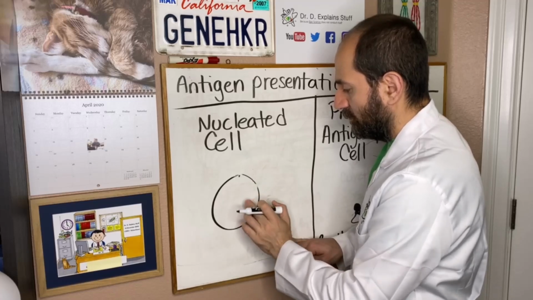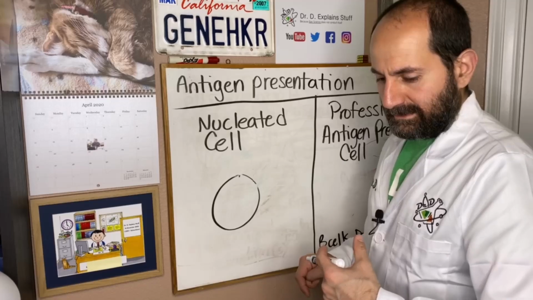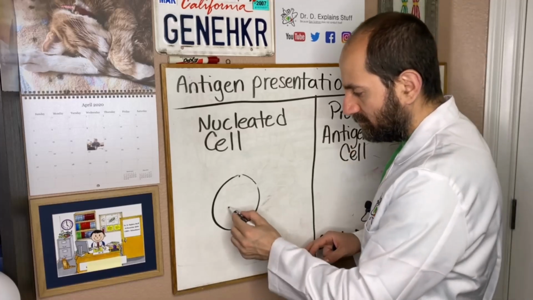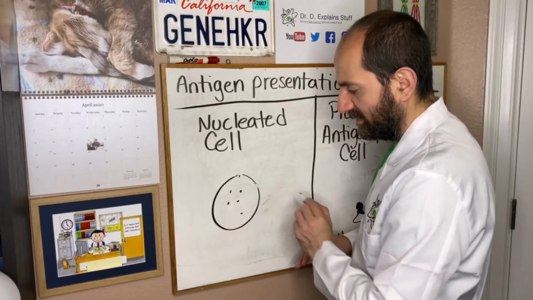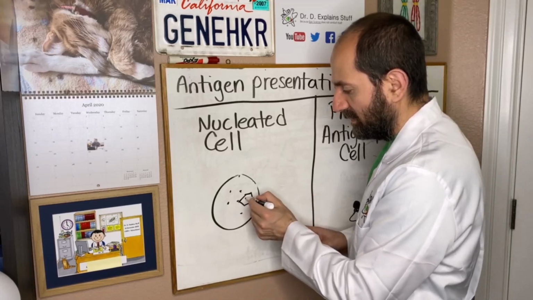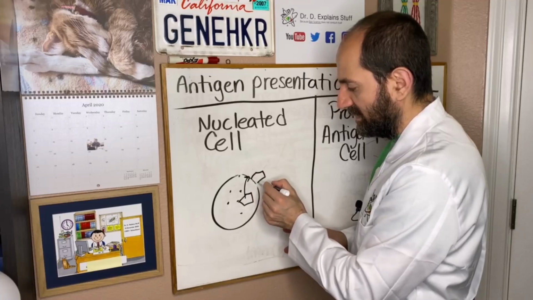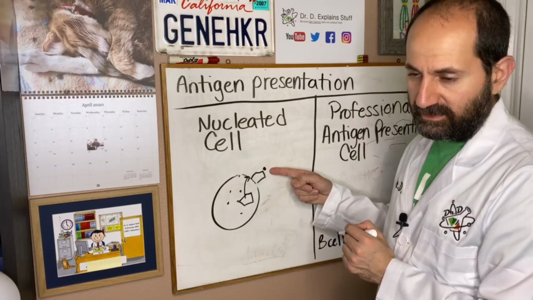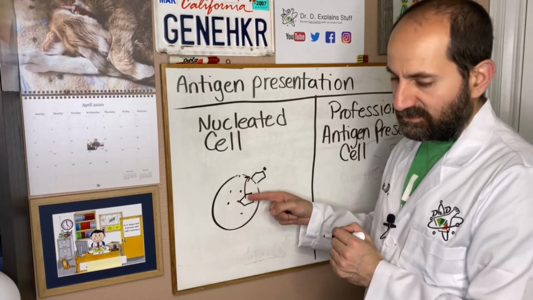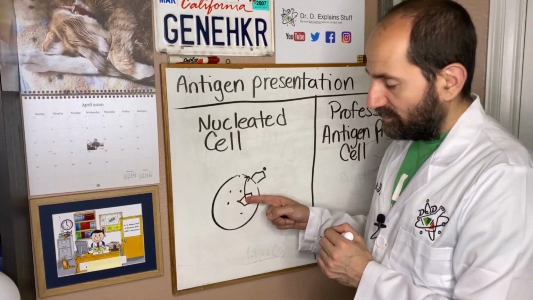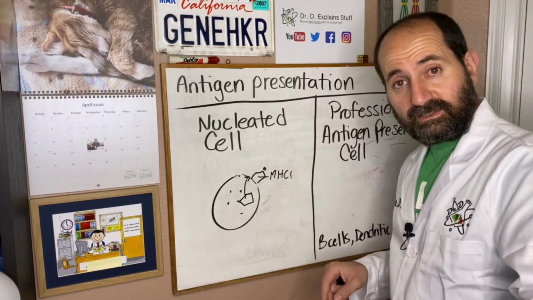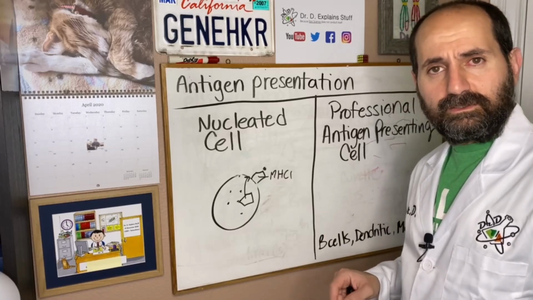What happens is your nucleated cells are constantly taking a random sampling of proteins and other molecules from inside of the cell, handing those molecules to MHC I and letting MHC I present those antigens on the surface. You see this dot I drew right here? That's some protein or some antigen that was inside of the cell but was given to the trophy case, MHC I, so it could present it on the outside of the cell. Now you might be wondering, why?